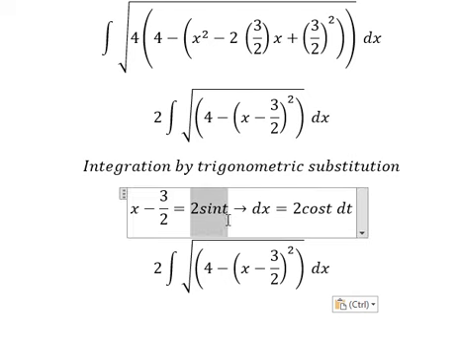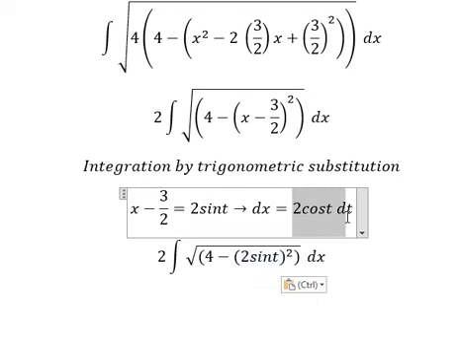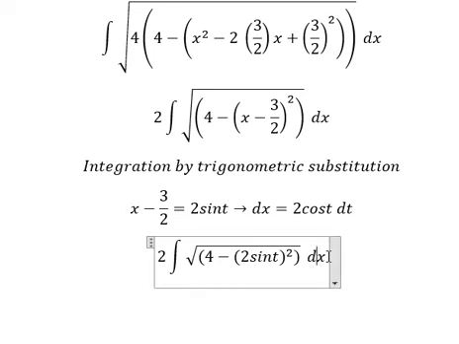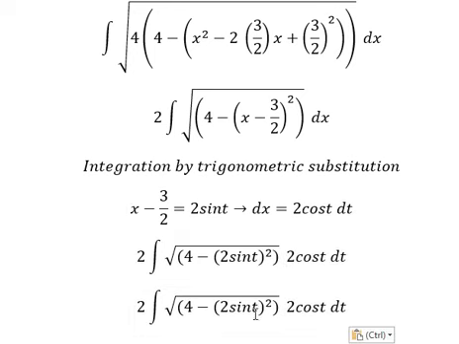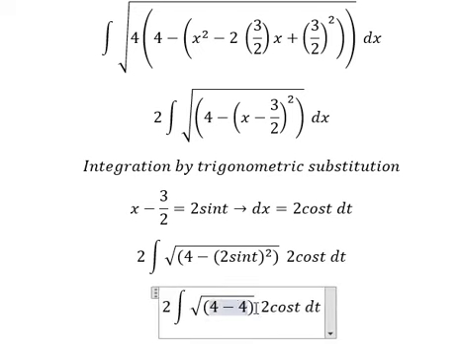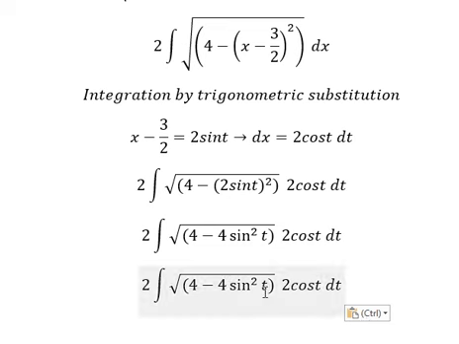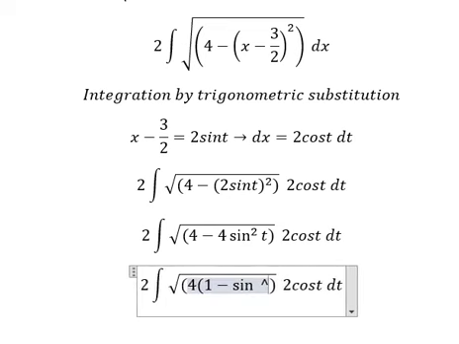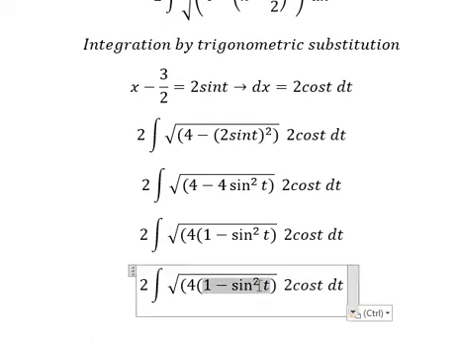So I will put this one in here. Dx we change for this one. This one, that is number 4 sine t squared. So number 4 and number 4 we can do factorization. 1 minus sine t squared, that is cosine t squared.